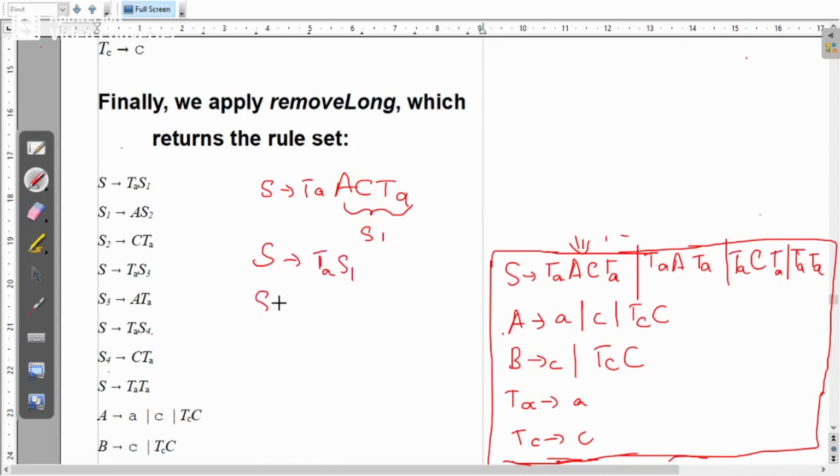What is now S1? That you have to write, because S1 we can write as S1 gives A, C, TA, isn't it? So this A is smaller subscript. Now here the length is 3, not 2. Length is 3. So that's why we have to use a new symbol. So for this I will use S2. S1 gives A S2.